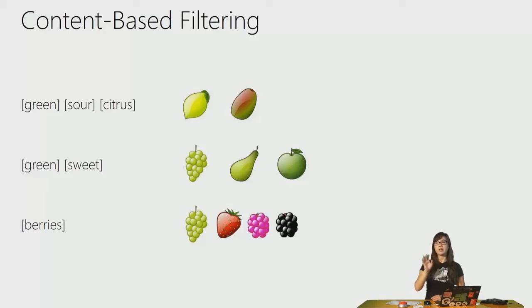Classifying certain fruits into certain categories. So for instance, the second category is something that is green and sweet. You see there are certain characteristics or attributes being taken into account, so that we have some more metadata to take into account in a recommender engine.